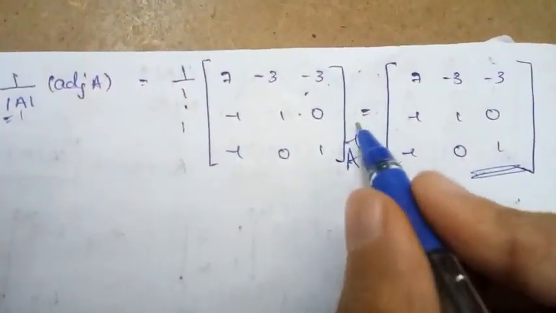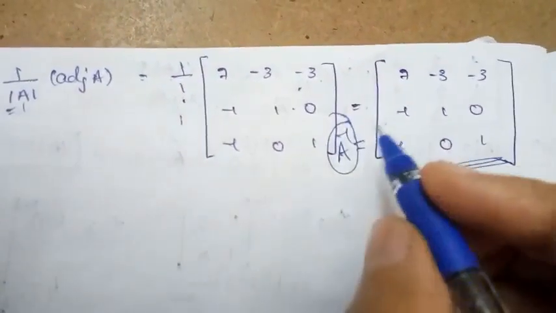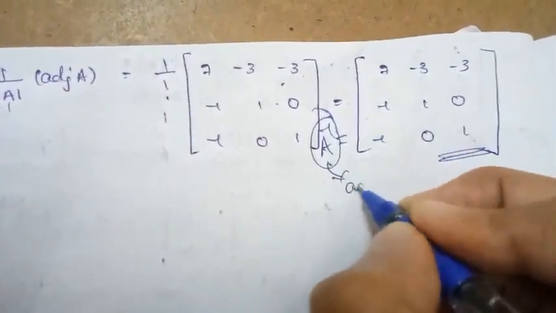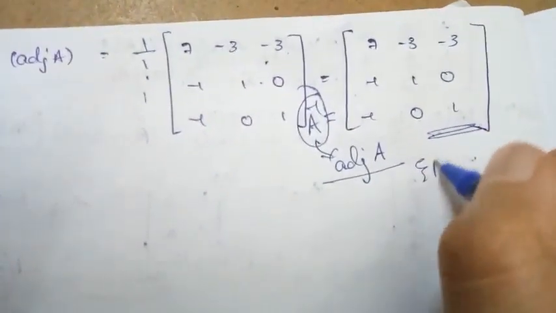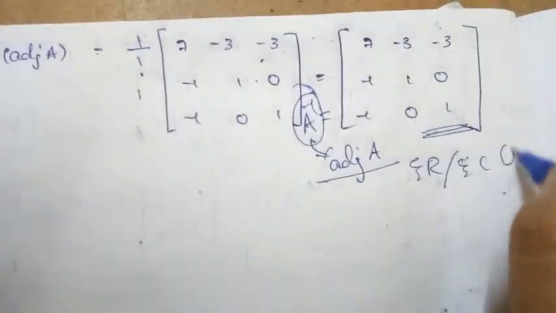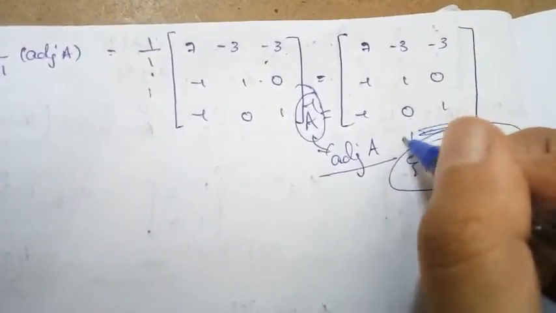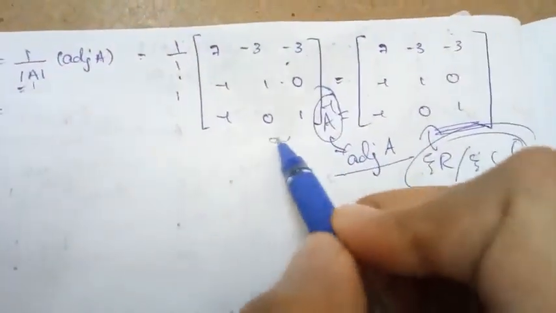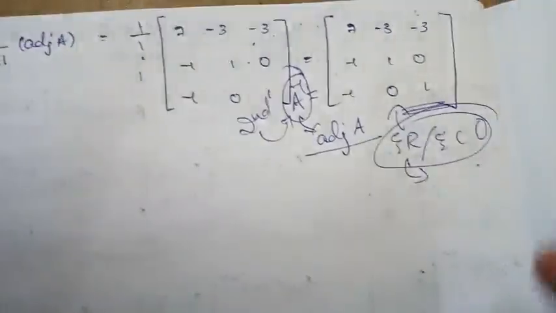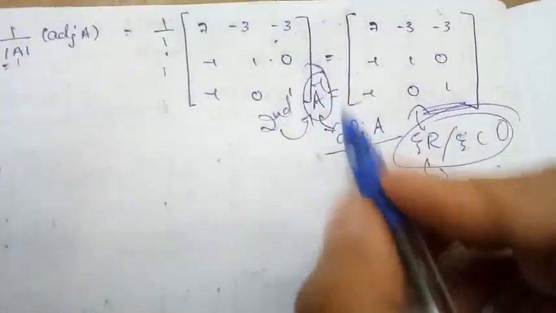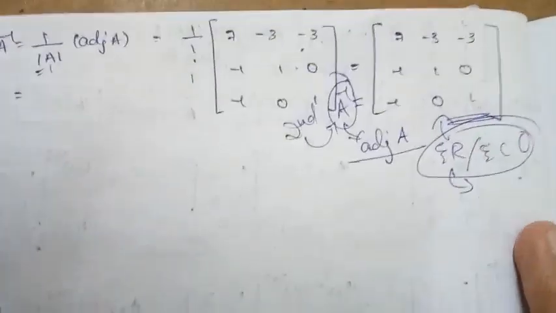So this is how we find the inverse of a matrix with the help of the adjoint of a matrix. Here we are not doing any elementary row or elementary column operation to get the inverse of a matrix. This is the second method to find the inverse of a matrix, and the first method, which we have already learned, was elementary row or column operation.